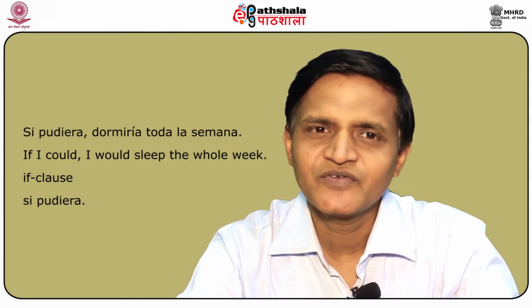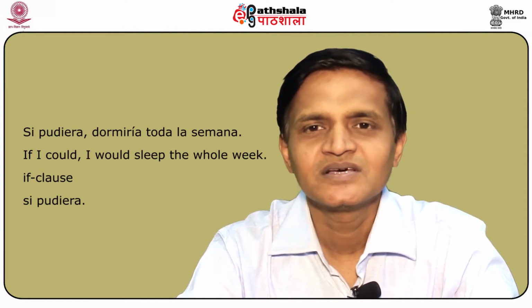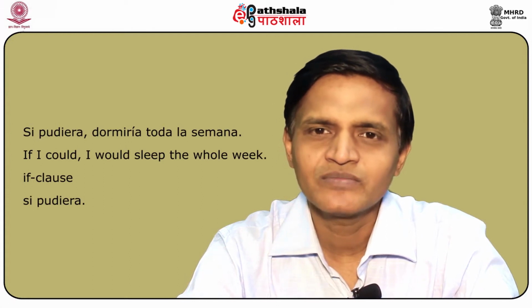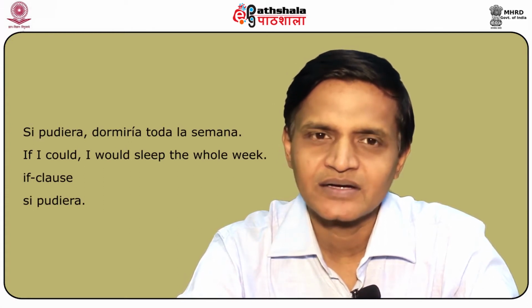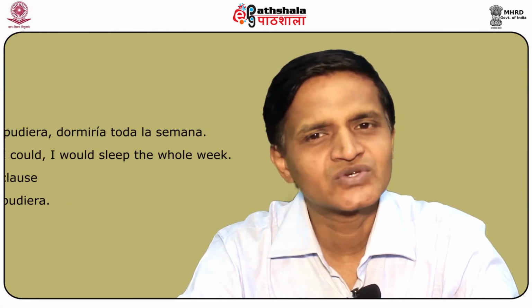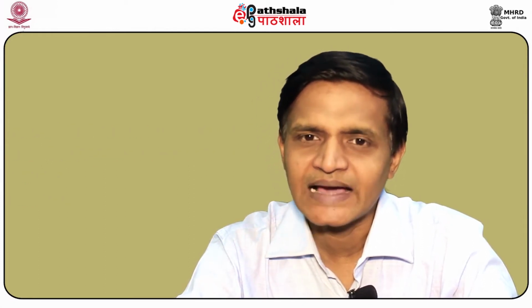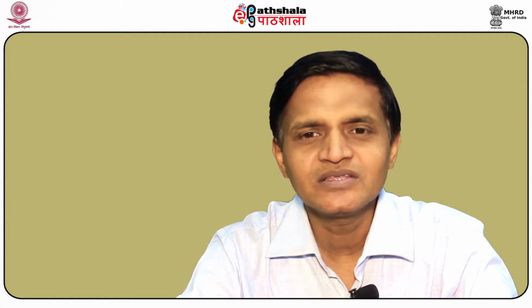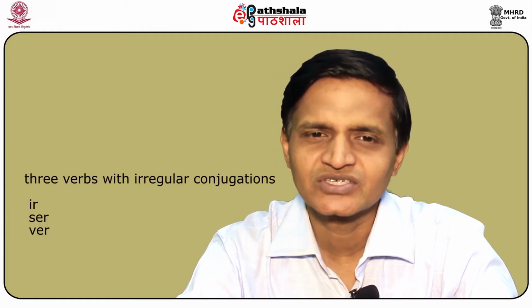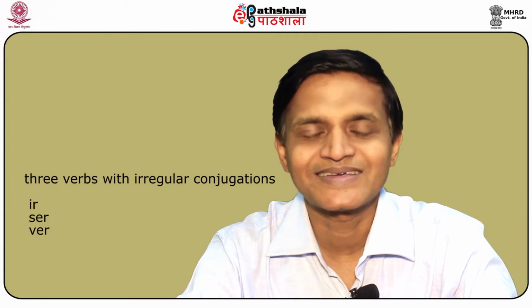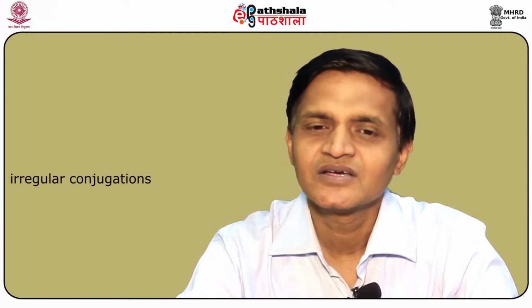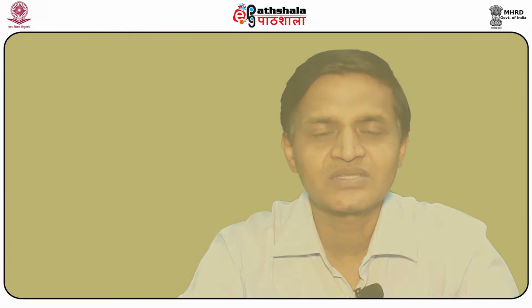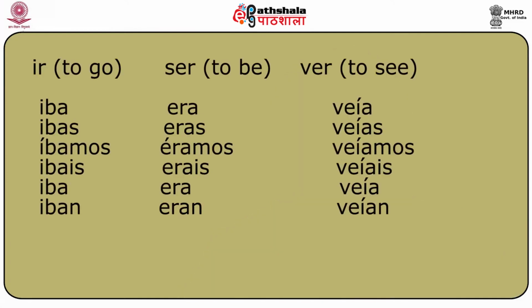Note that in the imperfect, ER and IR verbs have the same endings and all forms have a written accent mark. The nosotros form is the only AR verb form with a written accent mark. There are only three verbs with irregular conjugations in the imperfect, which are ir, ser and ver. So this is very easy to learn.